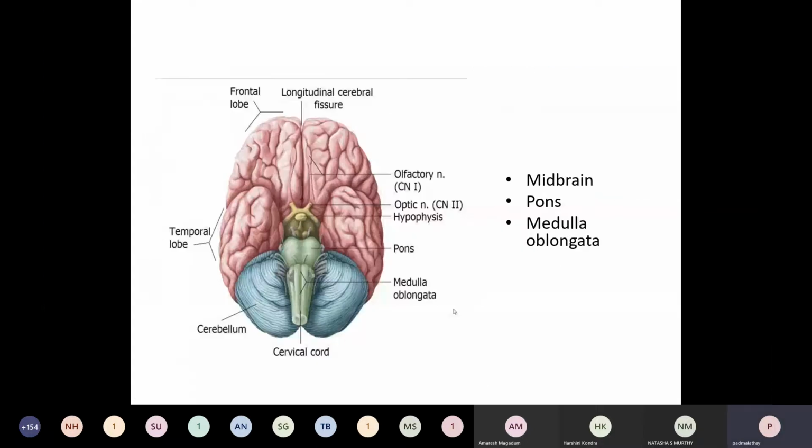This is a picture showing the parts of the brainstem from below upwards. This is the medulla oblongata, which continues upwards as the pons, and this is the midbrain. All these three together are called the brainstem. In the middle is the pons, and towards the cranial part is the midbrain, which is connected to the two cerebral hemispheres by means of the peduncles called cerebral peduncles.